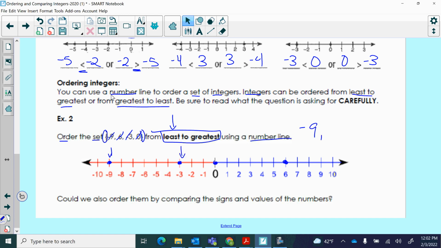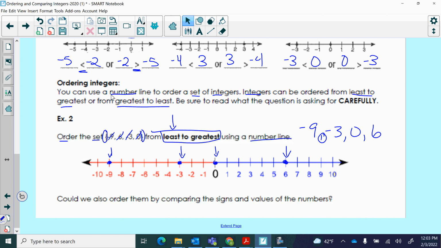The next dot I see, -3. Next dot I see, 0. The last one is 6. Now it's actually really easy once I have these in order to make an inequality statement out of this as well. So I can make this an inequality literally just by changing the commas to either a less than or greater than sign depending on how I have ordered them.